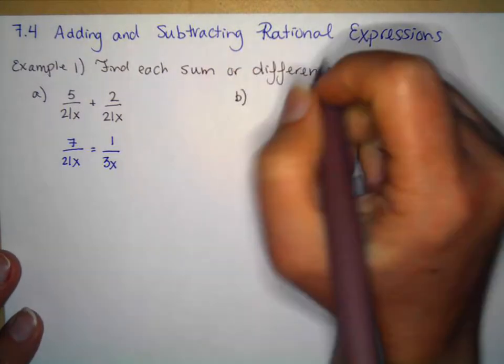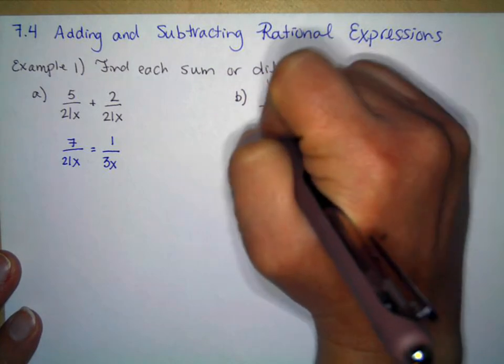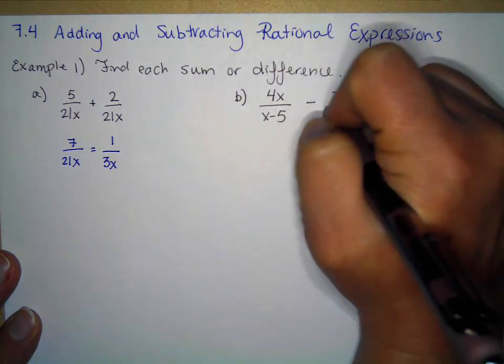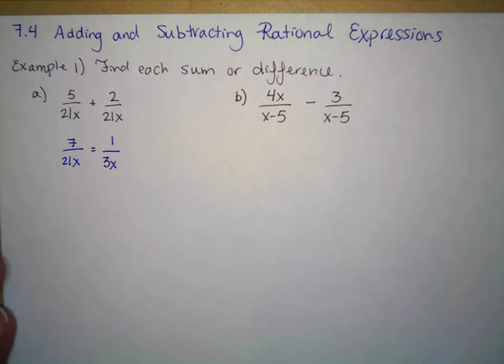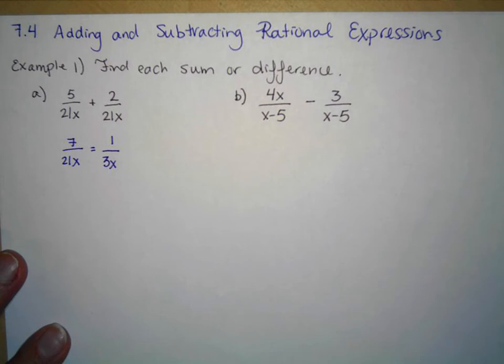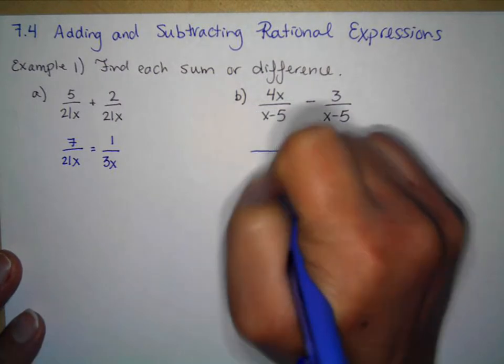For b, we have 4x over x minus 5 minus 3 over x minus 5. Again, we've got a common denominator, so we can go ahead and combine this into one fraction, all over x minus 5.